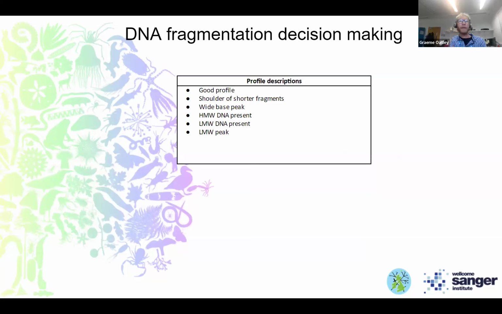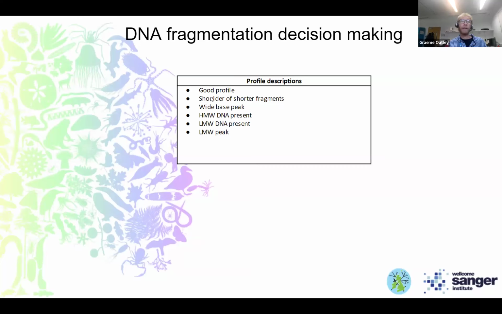And then moving on to the DNA fragmentation decision making. This is the list of profile descriptions that we have. So a good profile, something I'll show you shortly. And then we have descriptions, which we mainly use to get an idea of whether something will need any SPRI before submitting for fragmentation.